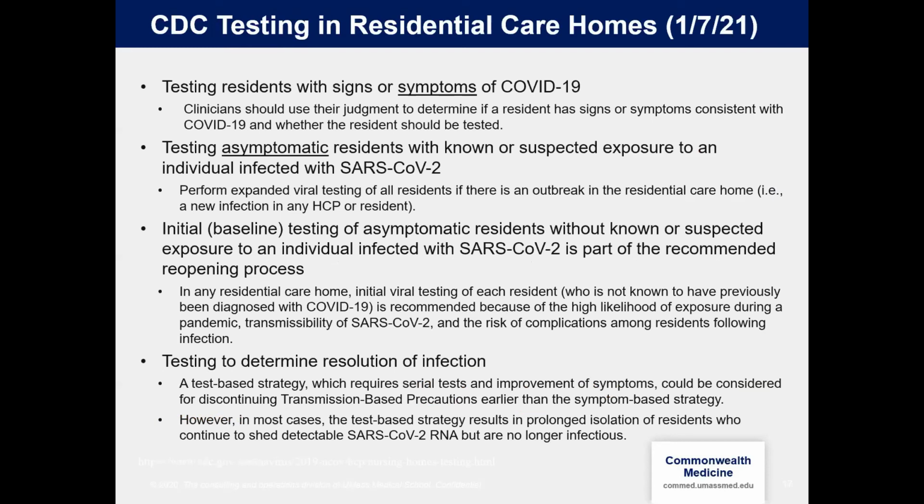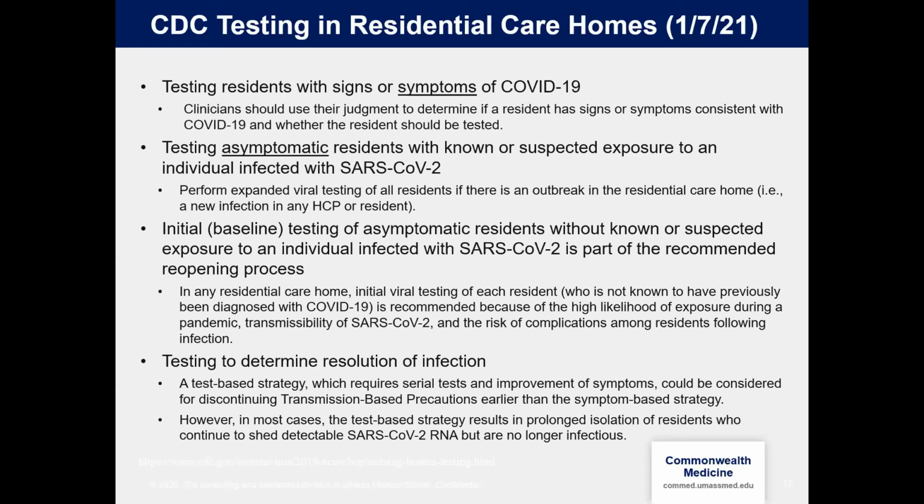So for testing residents with signs or symptoms of COVID, the clinicians should use their judgment to determine if the resident has signs and symptoms consistent with COVID and whether they should be tested, is what the CDC says. But if it's an asymptomatic resident with either known or suspected exposure, perform expanded viral testing of all residents if there is an outbreak in the residential care home, or a new infection in a healthcare professional or a resident.